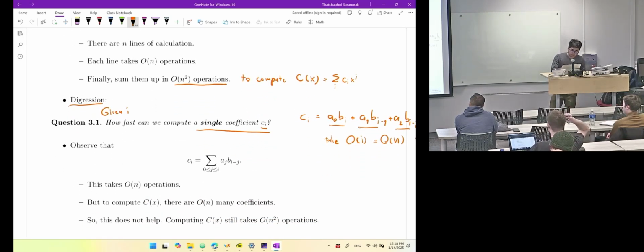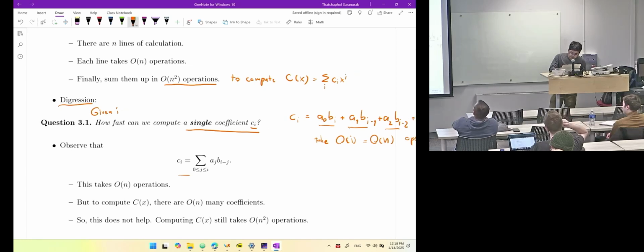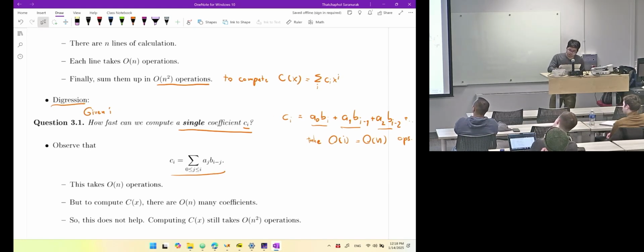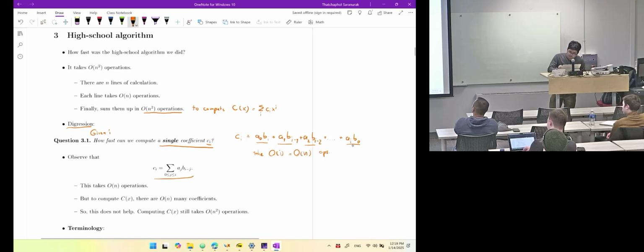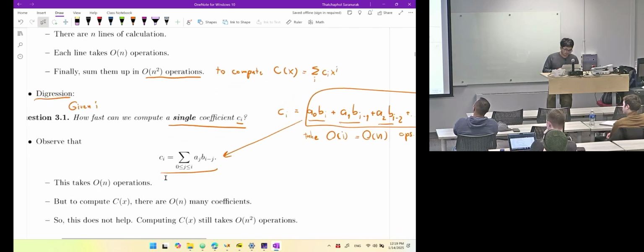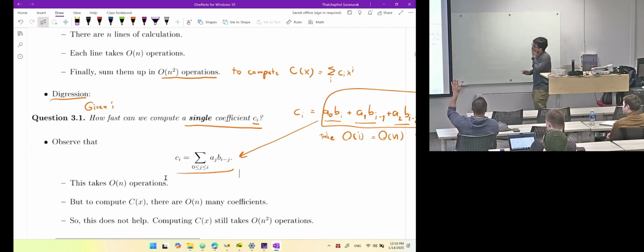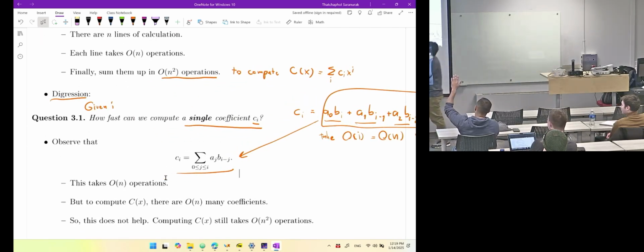Here I just rewrite it using a sum. So each Ci you can compute in n operations, but if you want to compute the whole polynomial C itself, there are n many coefficients, and so you might still need n squared total operations.